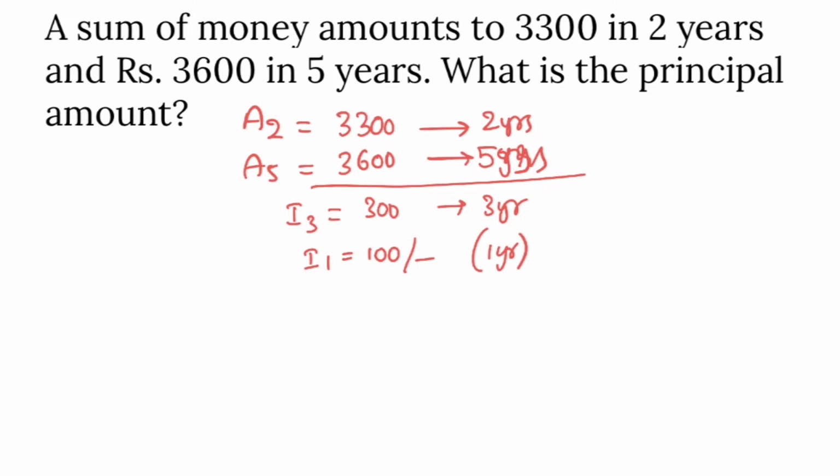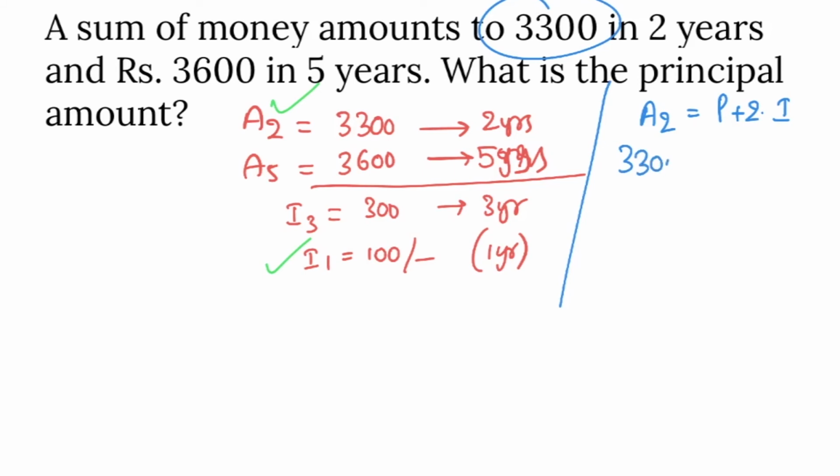Now we know the interest, we know the amount. From that we can find the principal. How will you find the principal? We know amount is equal to principal plus interest. The 2 years amount is principal plus 2 years' interest. The 2 years amount is given as 3,300, which is equal to P plus 2I. 1 year interest is 100, 2 years interest is 200. So principal is 3,100 rupees. That is what was asked in the problem. Answer is 3,100 rupees.